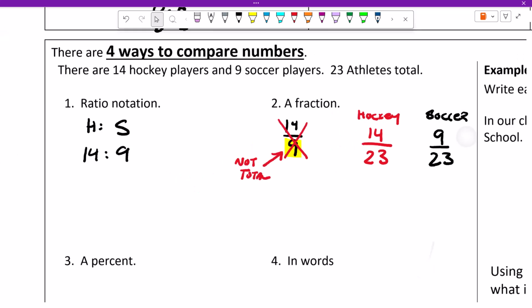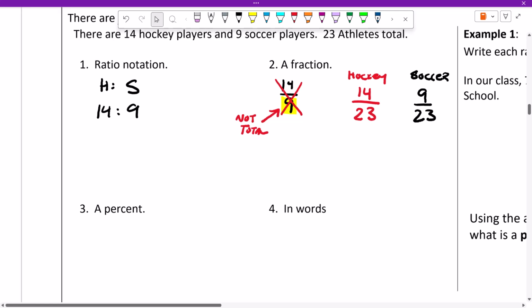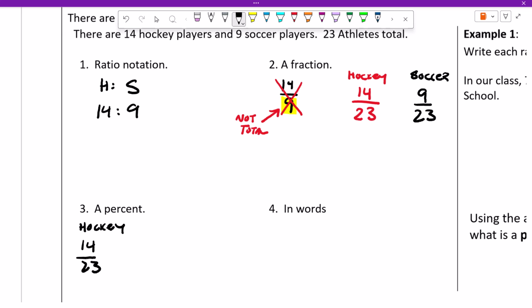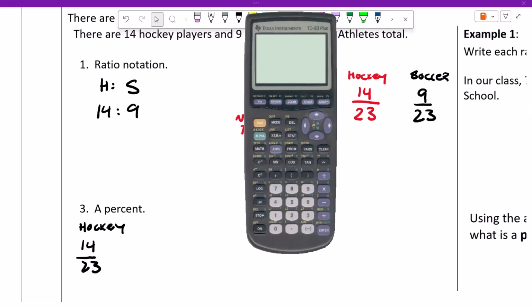Okay? So another thing we can do is we have a fraction, and we can also do a percent. And we just did a whole chapter on percents. Right? So let's just do the hockey scenario. So for hockey, we have 14 out of 23 players are hockey players. How do we turn that into percent? Do you guys remember this way? How do we do this? Nash? Isn't it 14 divided by 23? Yeah, you turn the number into a decimal, right? So we got the decimal version.